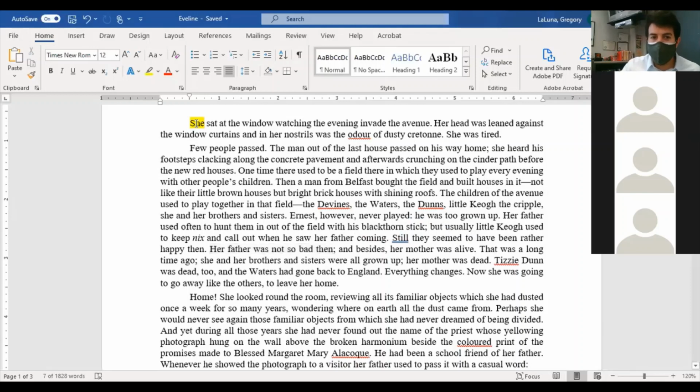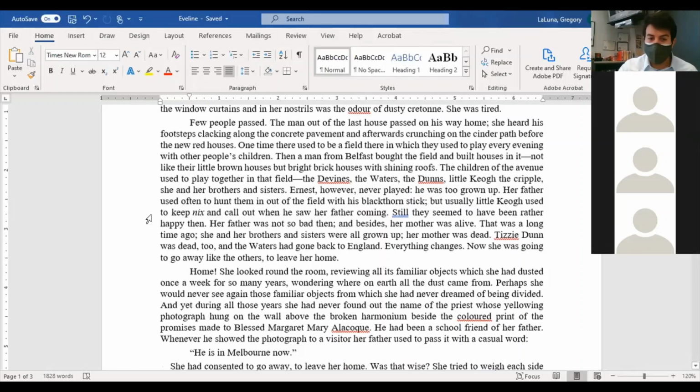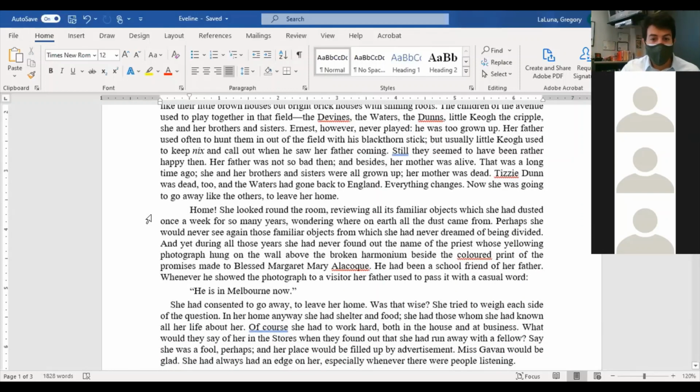But now the opening kind of sets the tone. She sat at the window watching the evening invade the avenue. She's kind of staring at the window, things are gloomy, and she's literally watching her life go by, right? Stuck in her home, right? You can note the description of her home as well. Home, she emphasizes. She looked around her room, reviewing all the familiar objects which she had dusted once a week for so many years, wondering where on earth all the dust came from.